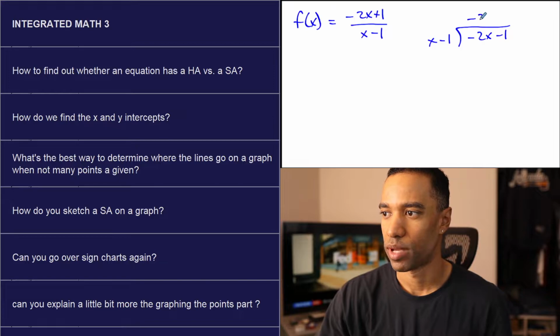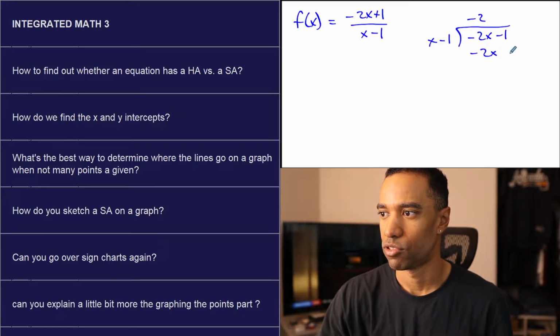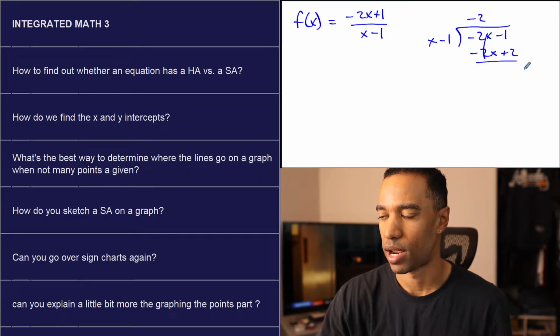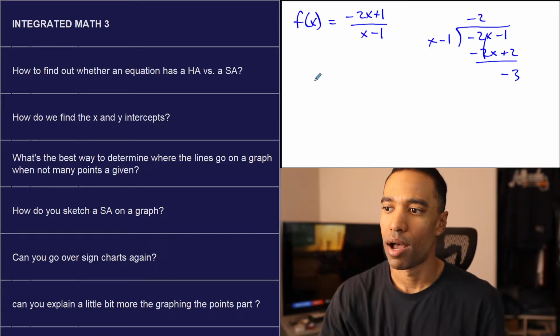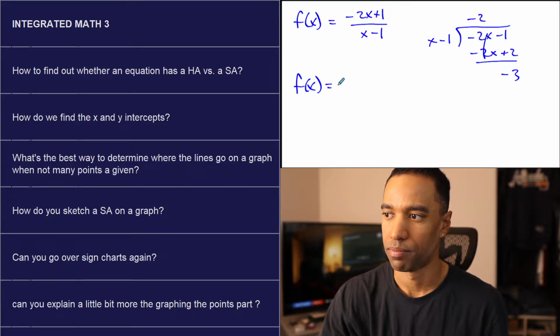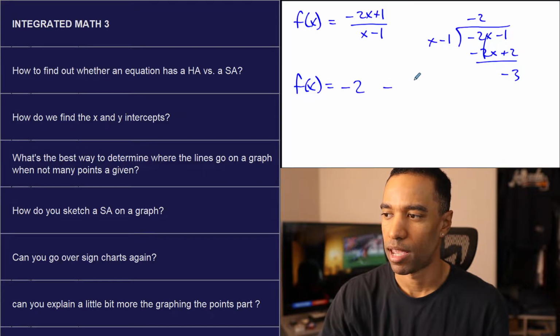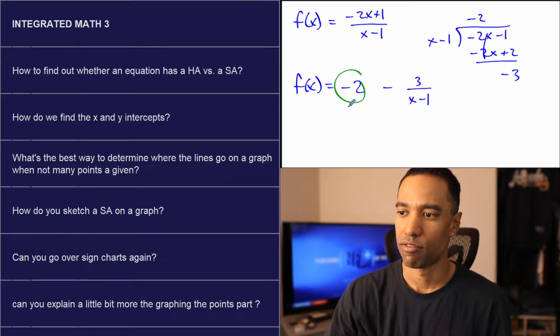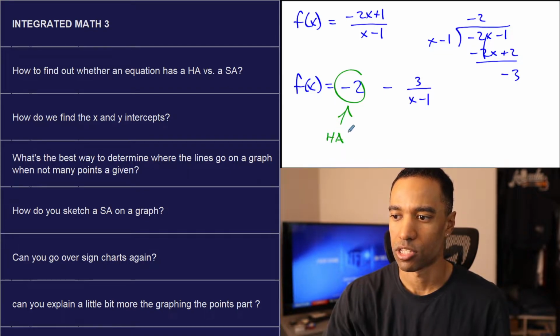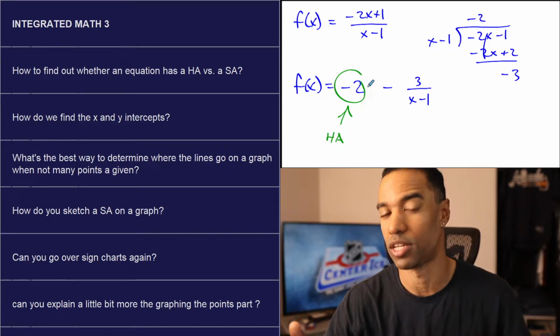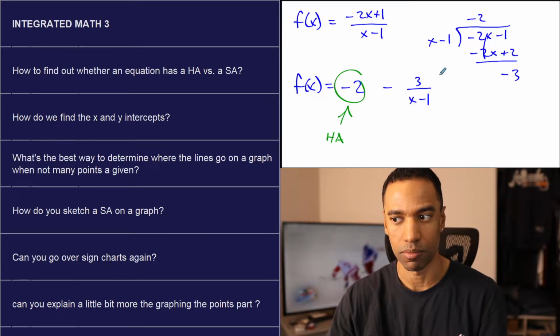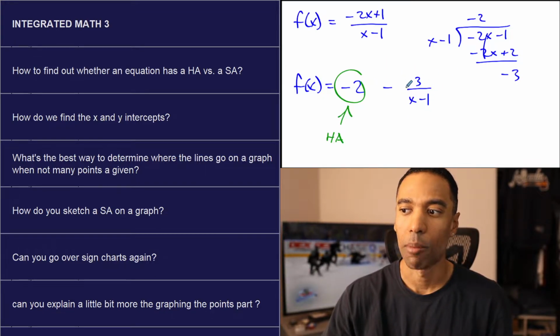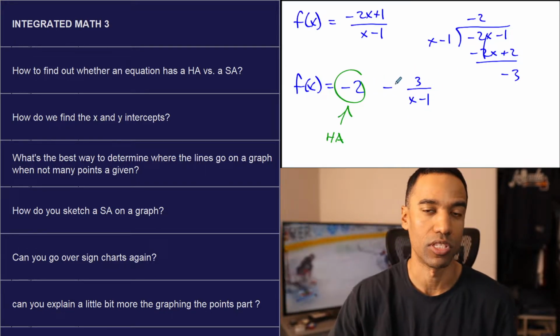x goes into -2x -2 times, and then you get -2x plus 2, and subtract that result, and you get -3. So this thing becomes, as division, -2, with a remainder of -3 over x minus 1. So the quotient, this -2, ends up being the horizontal asymptote, or the asymptote, horizontal, slant, oblique, whatever it is. The quotient becomes that, and this becomes the remainder: how much above or below -2 your points end up becoming.